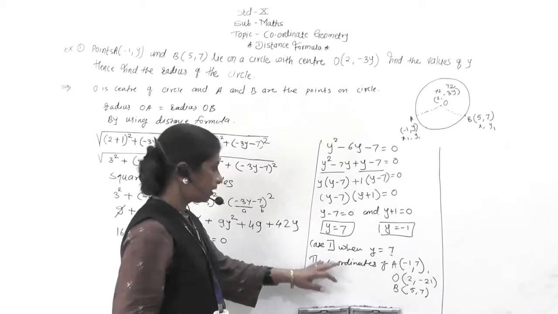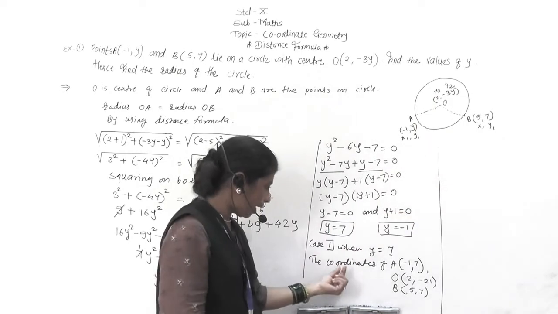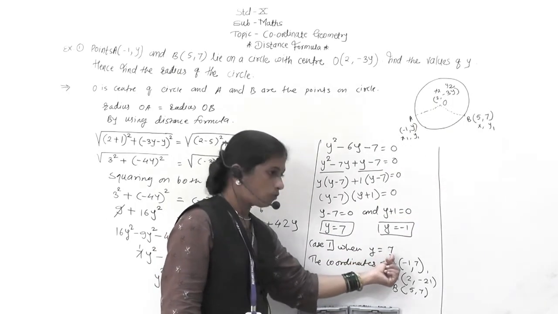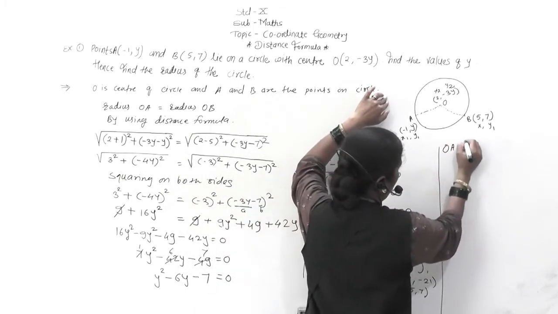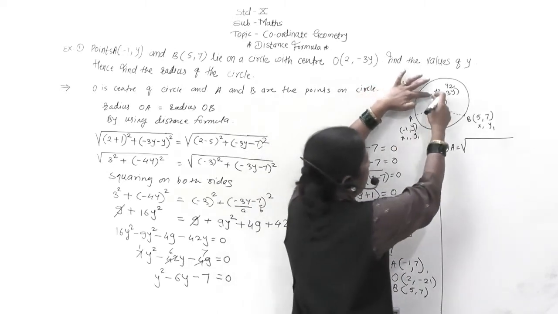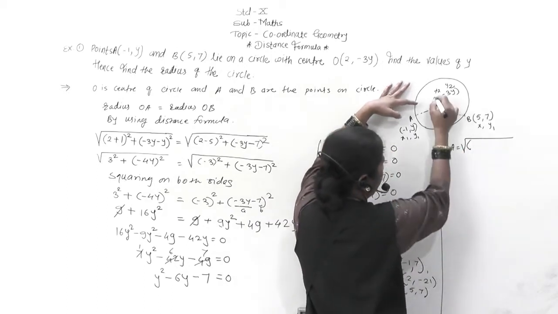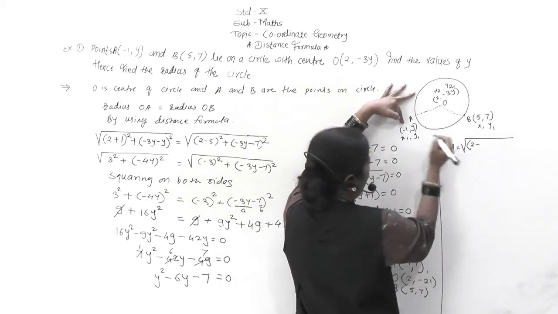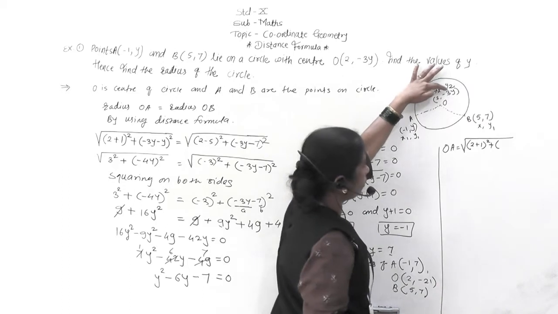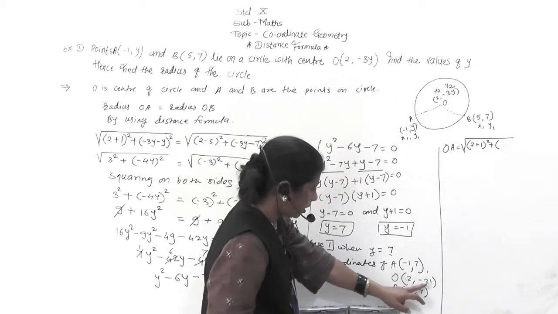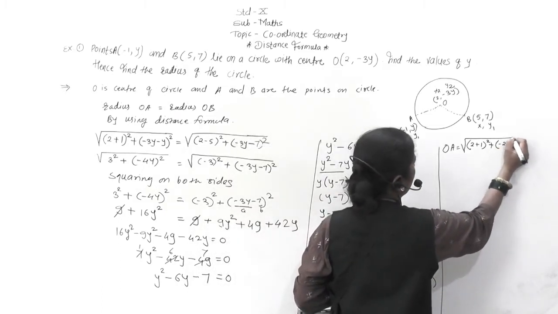Now here we will find the radius OA and OB. Then OA and OB become the same. But we have to find OA when y equals to 7, right? So here OA equals to under the root sign, what? (x2 − x1)² + (y2 − y1)². So under the root sign x2. X2 is what? Your 2 minus of minus 1, so minus minus plus 1, let it be here. Plus (y2 − y1)². So what is your y2? Y2 is here, you have got minus 21. So minus 21 minus y1.